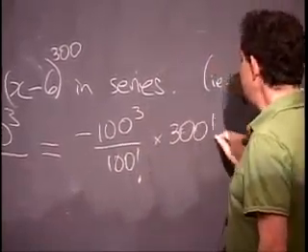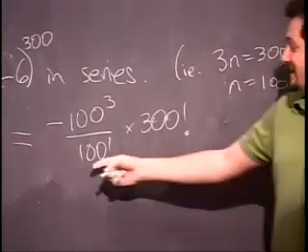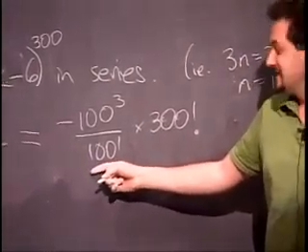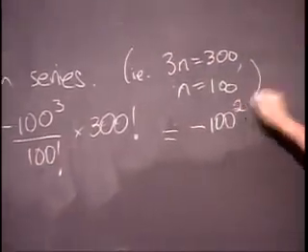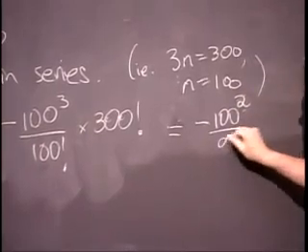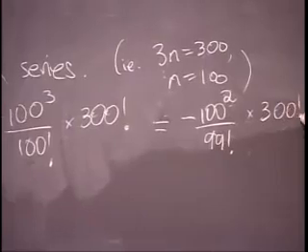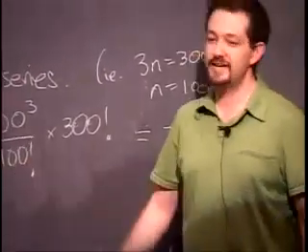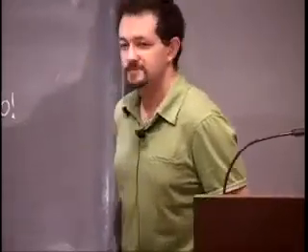And if you want to be really stylish here, you cancel out one factor of 100. And you get minus 100 squared, I'll leave it as squared, over 99 factorial times 300 factorial. You see, if I take 100 factorial and I cancel out 100, I'm still left with 99 factorial. All right? How about the other part?